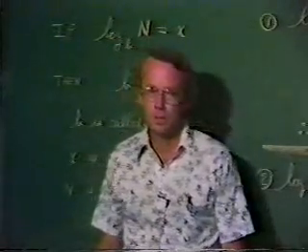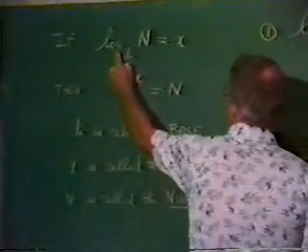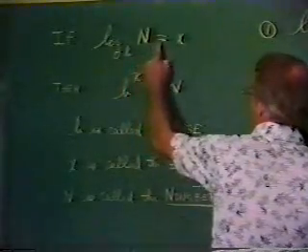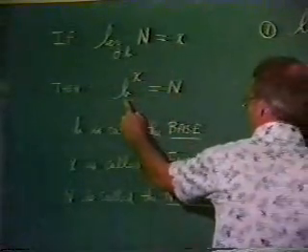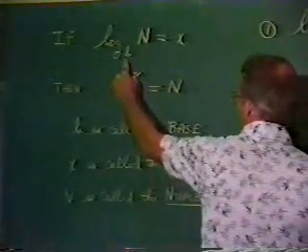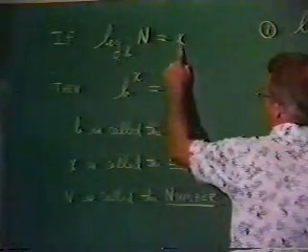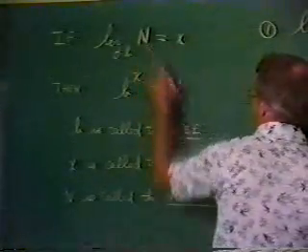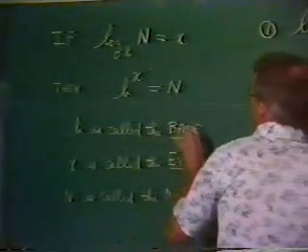So let's begin the tape with this definition that's at the top of page 127 in your textbook that says, if the log of a number to a certain base is equal to x, then we can rewrite that as the base, whatever this number or letter is here, raised to this exponent equals that number.